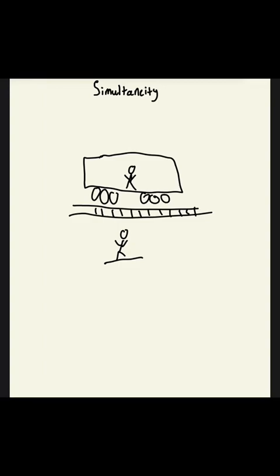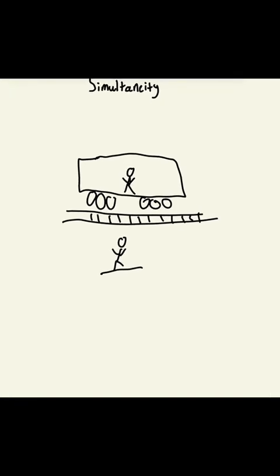Simultaneity. The concept of simultaneity comes from special relativity, and it refers to whether two events occur at the same time. Often in everyday experience, we assume that if two events happen at the same time, they are simultaneous for everyone. However, in reality, simultaneity is not absolute. It depends on the observer's frame of reference.